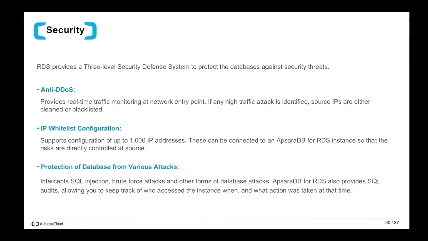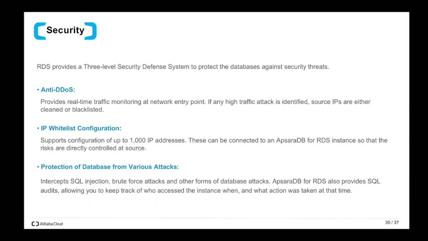Okay, next is the security area. A three-level security defense system protects the database against security threats. First, DDoS protection provides real-time traffic monitoring at the network entry point. If any high-traffic attack is identified, the source IPs are either cleaned or blacklisted. And the basic DDoS protection is free to use in RDS. If you need a more powerful DDoS feature, you should choose our professional DDoS product.